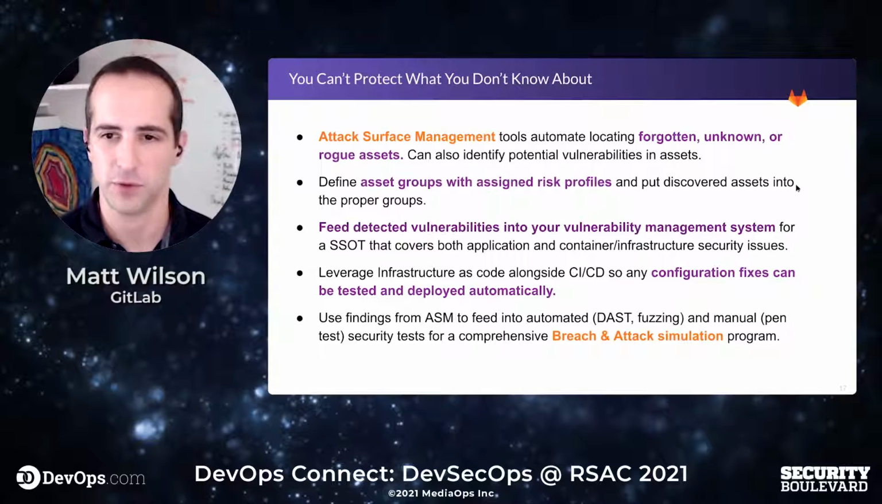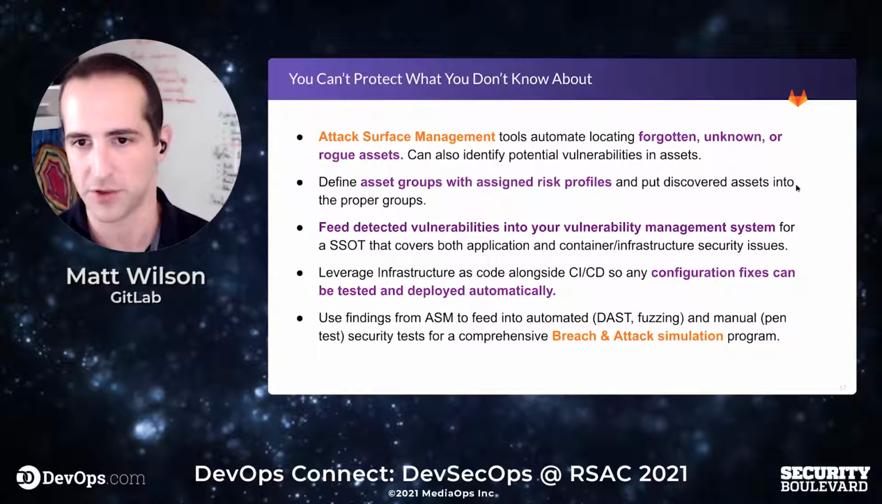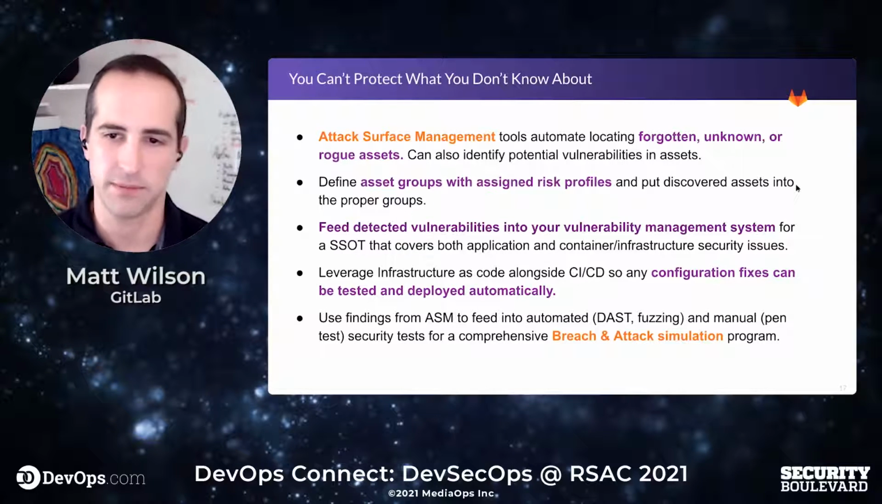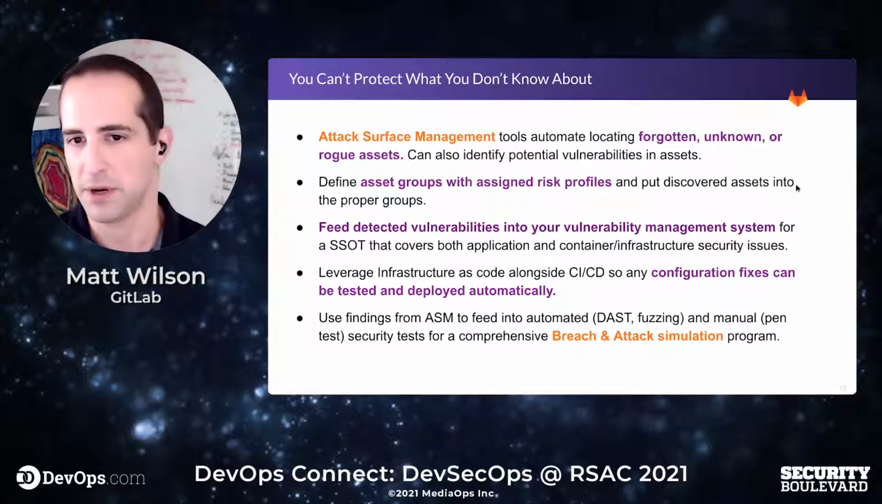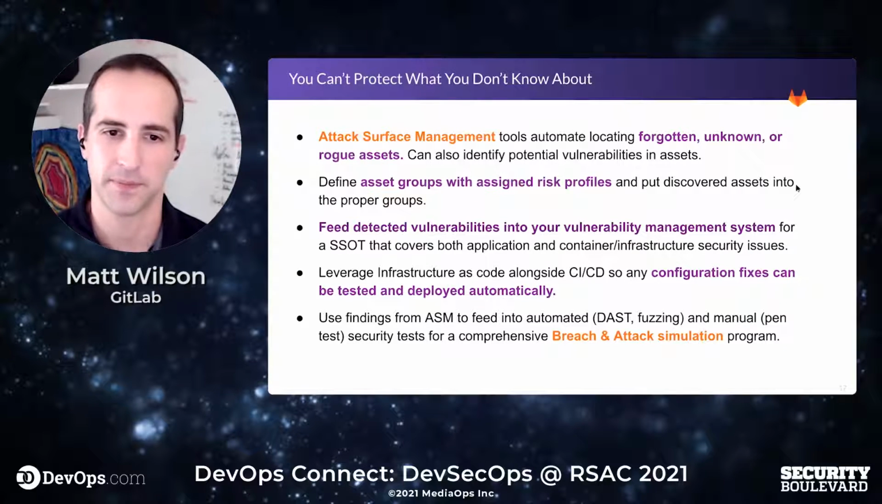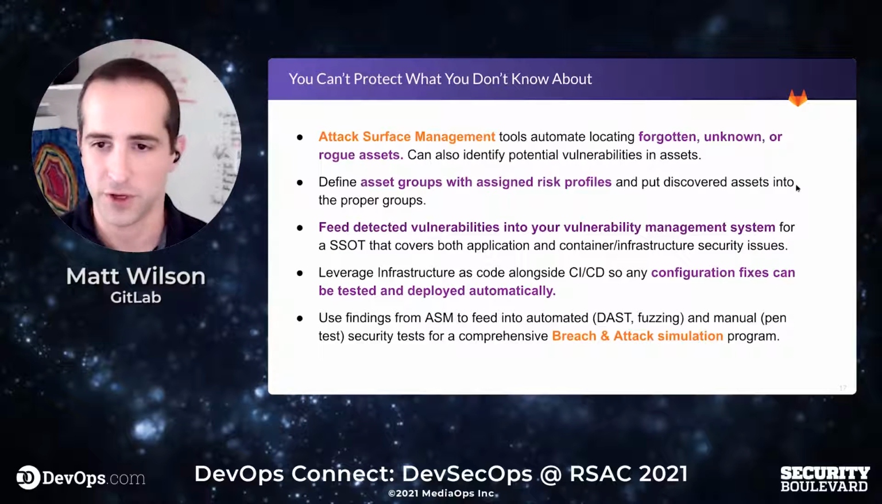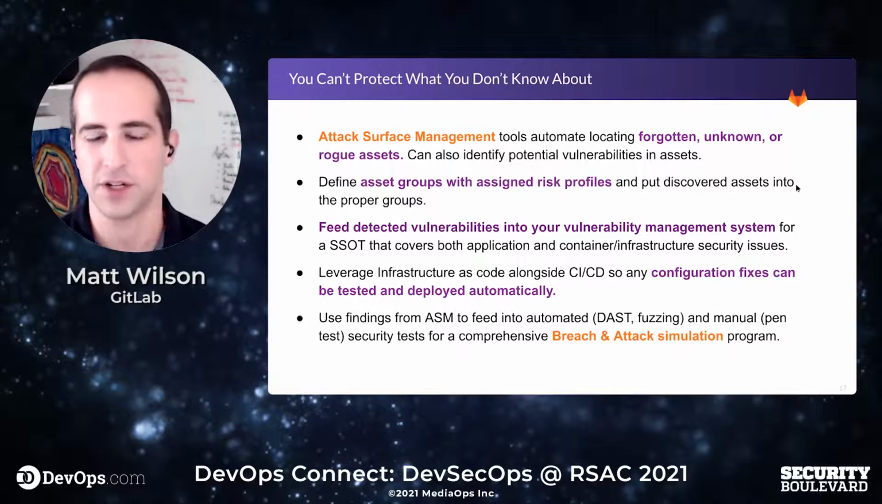Many ASM tools will be able to alert you to things like, hey, we discovered a container that's using a vulnerable image, or this is running an out-of-date unpatched web server. You need to make that kind of an update. Just like you would for your actively monitored assets, you need to make sure that this is coming back into that same vulnerability management system. Leveraging infrastructure as code, you could do the same thing with any configuration changes.